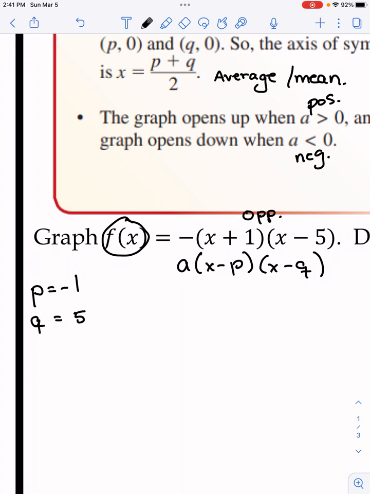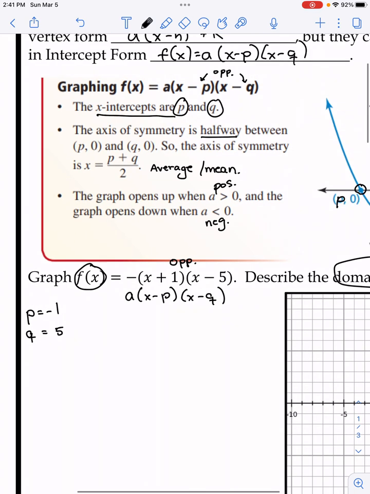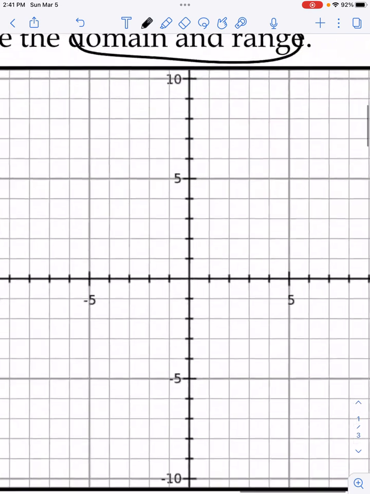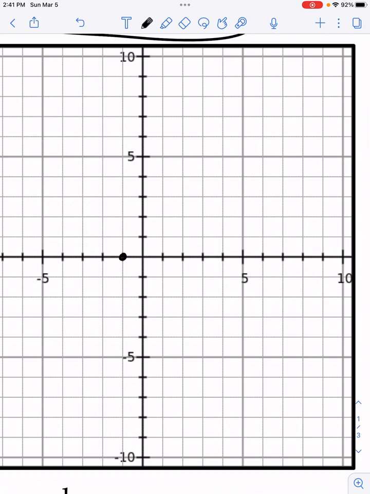So already with that, you could actually graph your x-intercepts, negative 1, positive 5. So negative 1 is right here, positive 5 is right here. So we know our vertex is somewhere in the middle. So if I count 1, 2, 3, 4, 5, 6, half of 6 is 3.